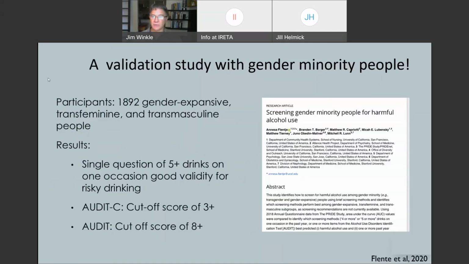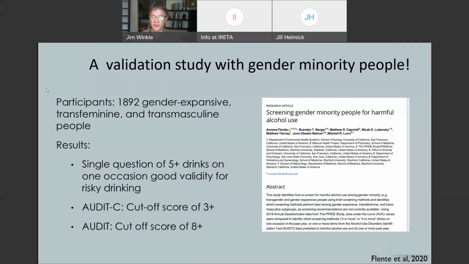And the main piece of evidence I'm going to use to make these suggestions is that last year, we finally got a good validation study of gender minority people when it comes to alcohol use. So almost 2,000 folks who identified as gender expansive or non-binary or trans feminine, trans masculine. And this study looked at what are appropriate cutoffs for this population specifically. And it came up with three recommendations.